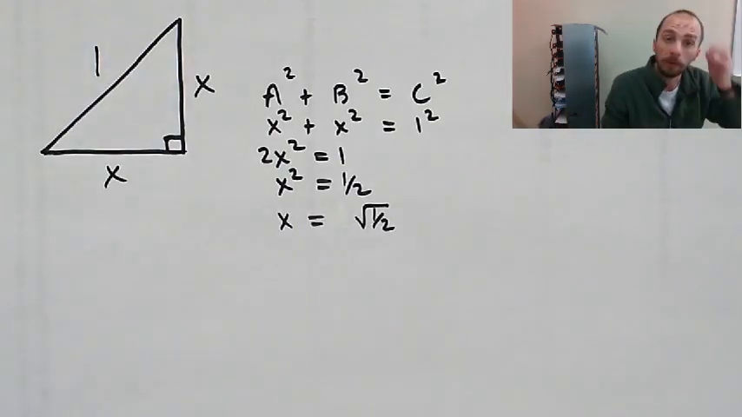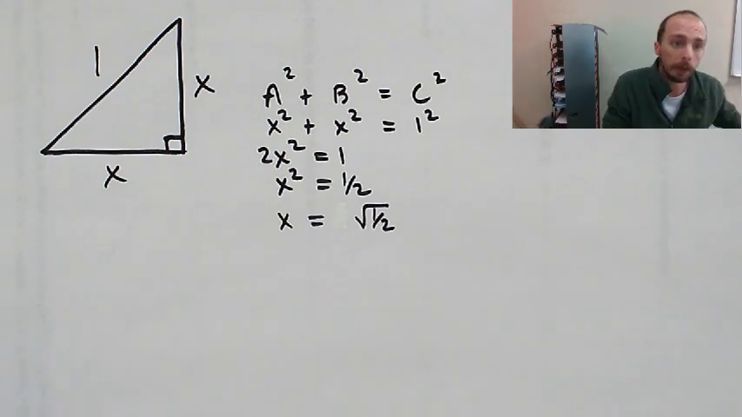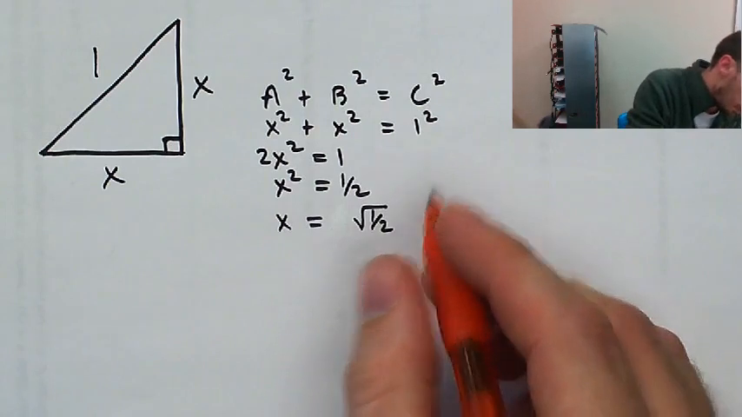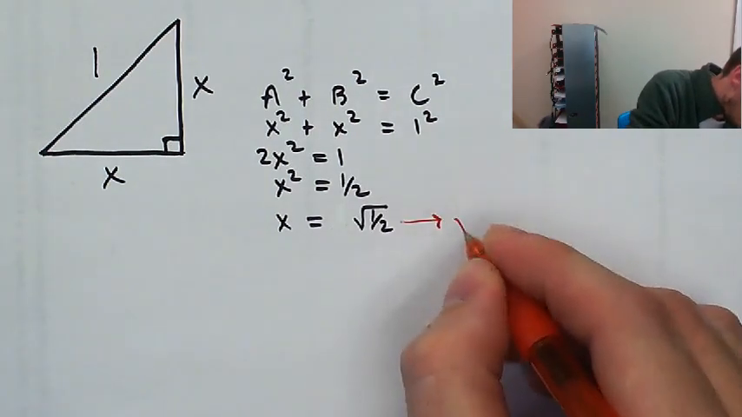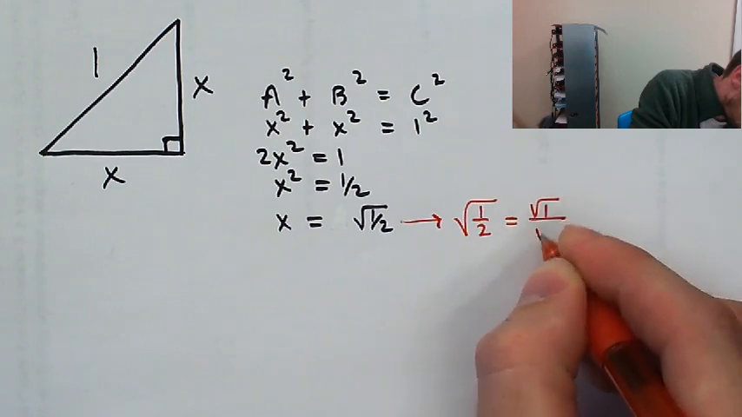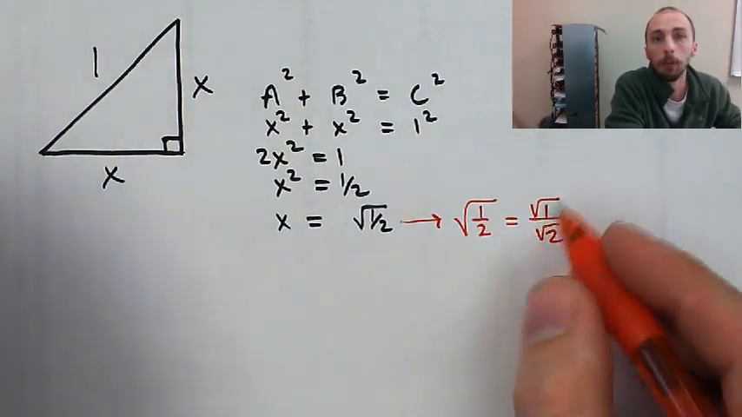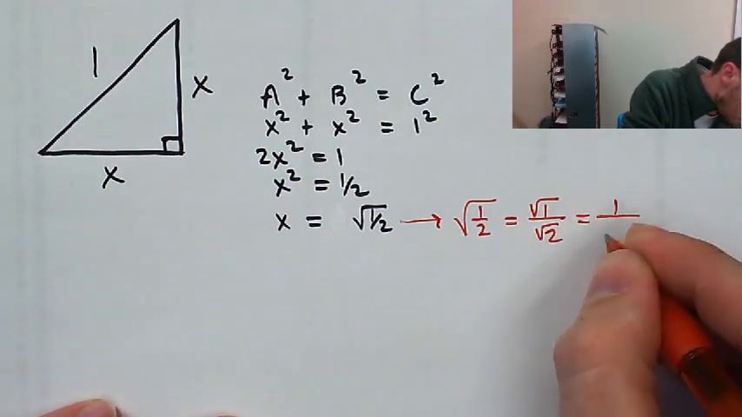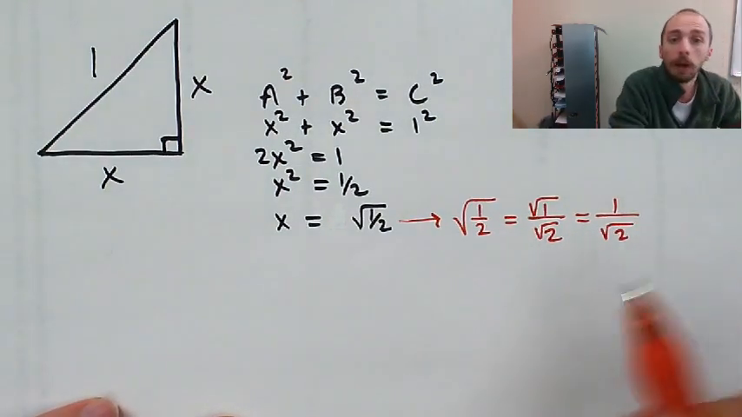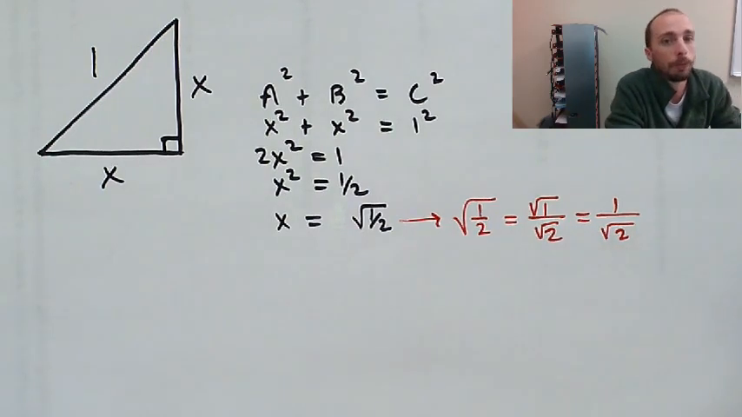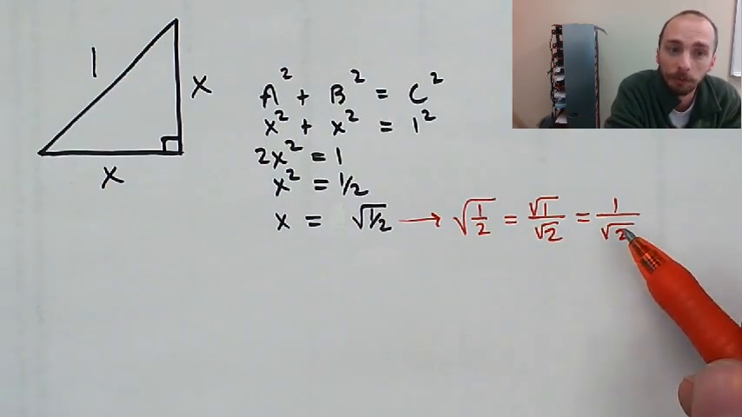Okay, so the square root of 1/2 is not in simplified radical form because I've got a square root in the denominator. So what I would say is that the square root of 1/2 is equal to the square root of 1 over the square root of 2. And we know the square root of 1, but we don't know the square root of 2. So we would say 1 over the square root of 2. And while in some classes it's acceptable to leave this as the answer, in Algebra 2 this is not going to be a safe place to stop.